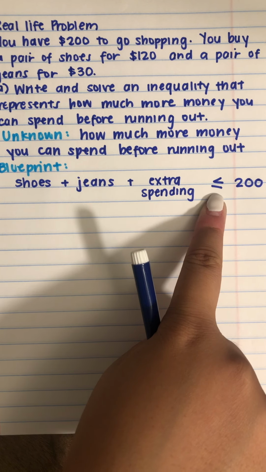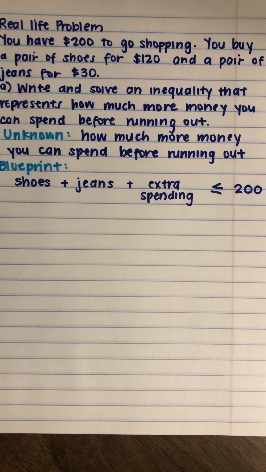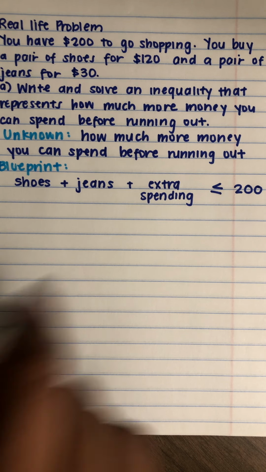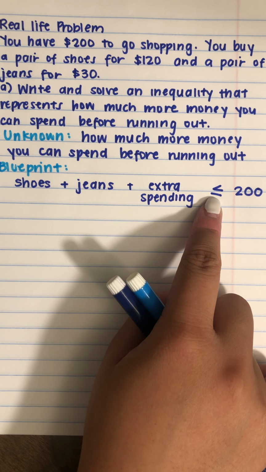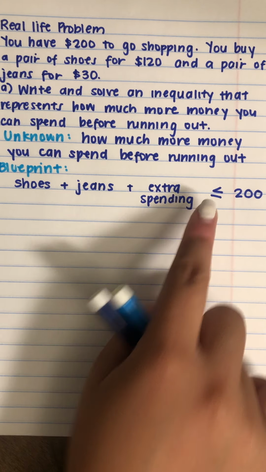The reason for this symbol is we can spend less than 200, but we can't spend more than 200 because we don't have any more than 200. And the reason that it's equal to is because we can spend exactly 200. All right.